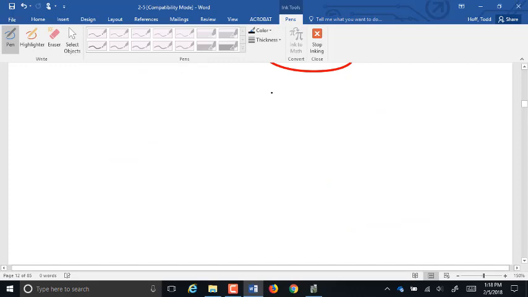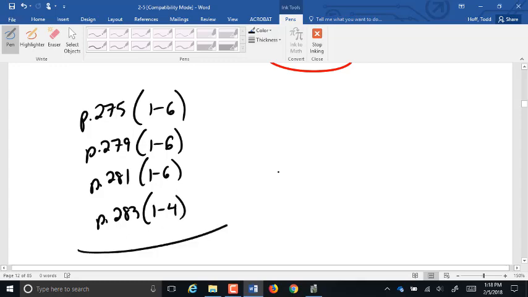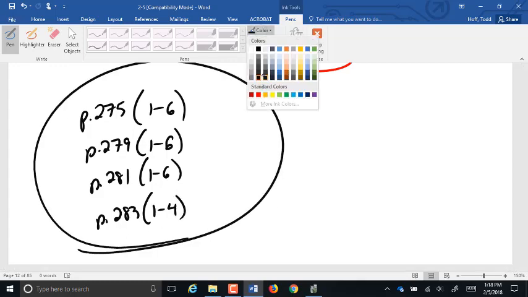Okay. You guys have suffered enough for the day, so let's give you some homework. Out of this packet, yes, this is a lot of pages. No, it's not a lot of problems. Page 275, 1 through 6. Page 279, 1 through 6. Page 281, 1 through 6. And page 283, 1 through 4. Again, just different ways of adjusting resistance for temperature, length, material, all that good stuff.